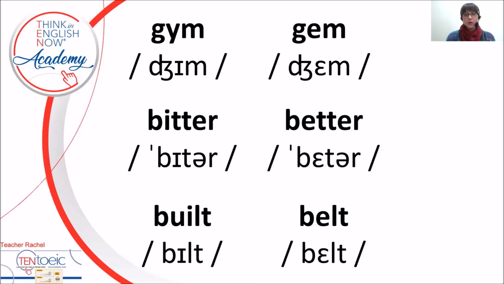Belt. One definition is something we use in the car, a seat belt. I use a seat belt in the car. Or also it's something we put in our pants to keep our pants up. We put it in the top of our pants. A belt makes our pants tighter.